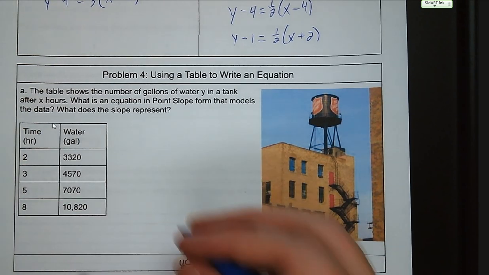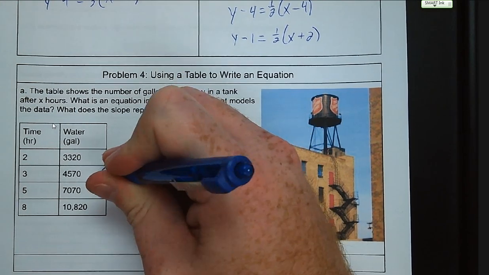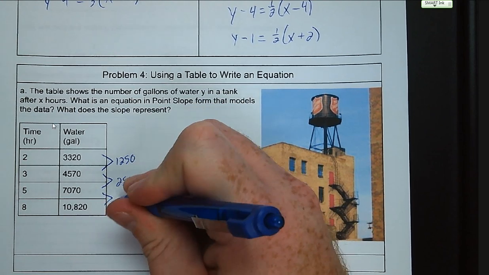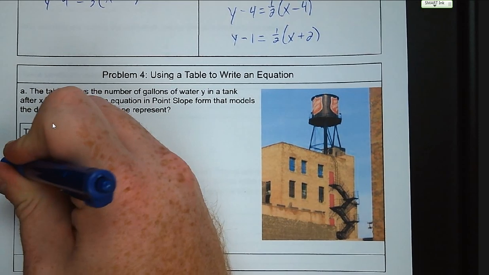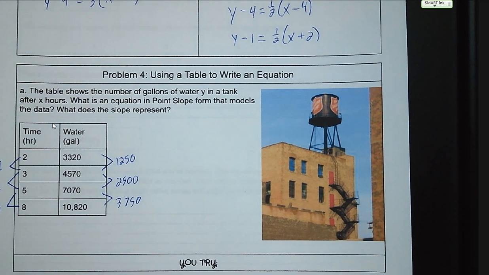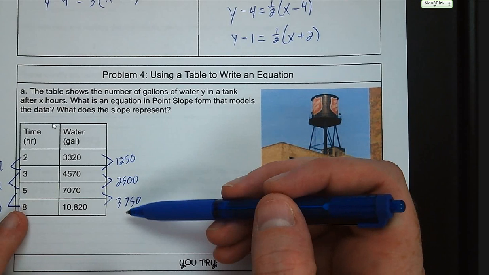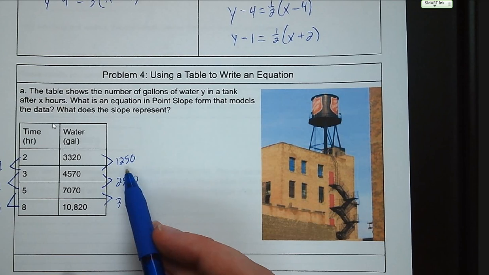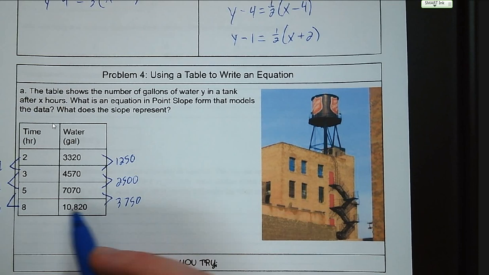Well, let's figure out what we are going up by every time. So we're going up 1250. We're going up 2500. And we're going up 3750. Well, that is concerning. Up by 1. Up by 2, up by 3. Okay, that's less concerning. So we're increasing, even though these are not the same ratios, this is our slope, and they're all going to reduce to 1,250 over 1. So 2,500 over 2 is 1,250. 3,750 over 3 is 1,250.